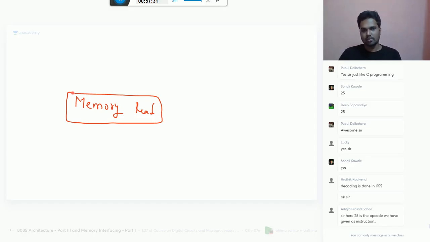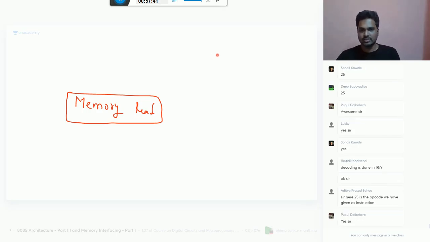Okay. So how will a computer perform a memory read? Opcode fetch is also one kind of memory read. For understanding memory read, I will give you one example. Please listen carefully.